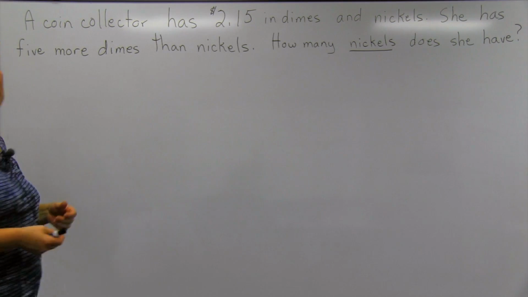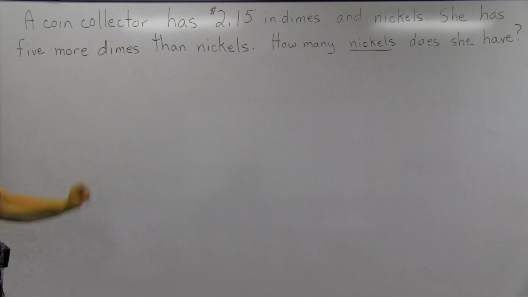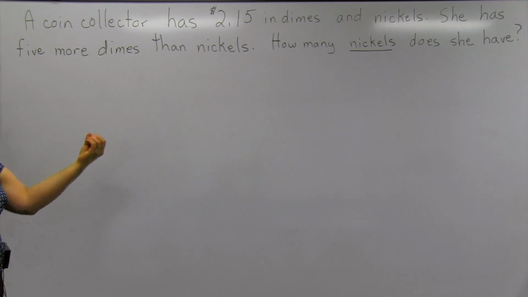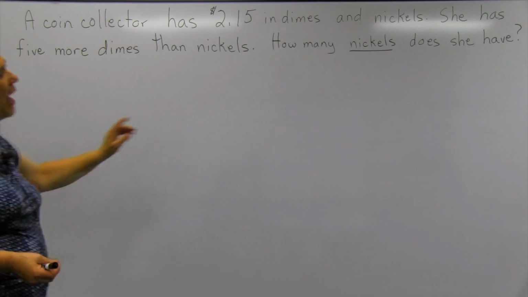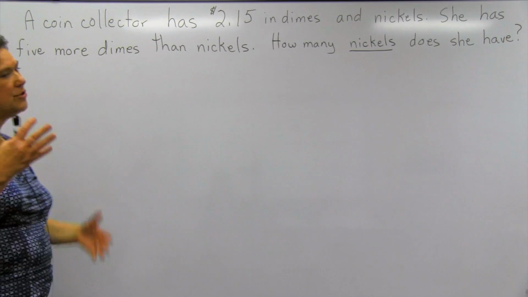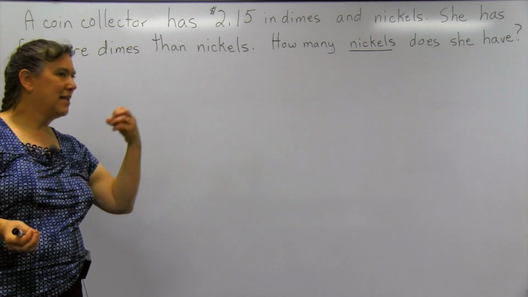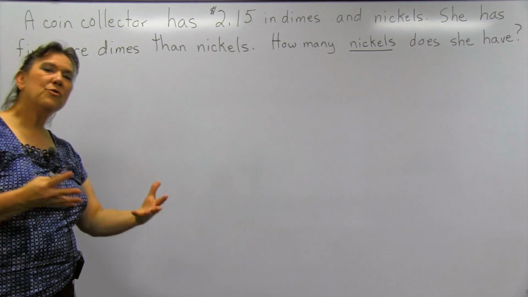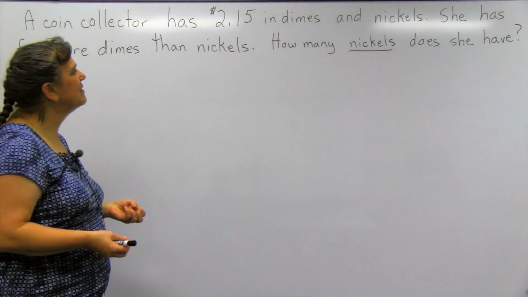So let's look at this problem. It says, a coin collector has $2.15 in dimes and nickels. She has 5 more dimes than nickels. How many nickels does she have? Okay? What are the two things that we're dealing with here? Yeah, you're right, dimes and nickels. And what's our total amount of money that we have? Yeah, you got it, $2.15.